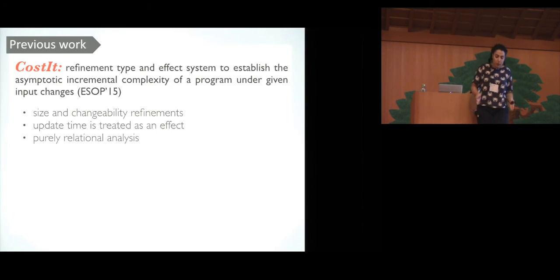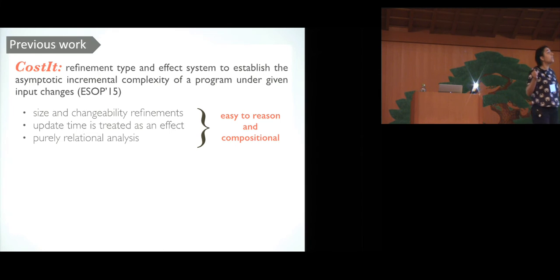By that I mean that the two runs of the program, the initial and the incremental run, are assumed to be following the same execution path. So CostIt's analysis is attractive because with having this high-level type system, we can easily reason about the update time of a program, and it's also compositional. But CostIt has two major limitations.